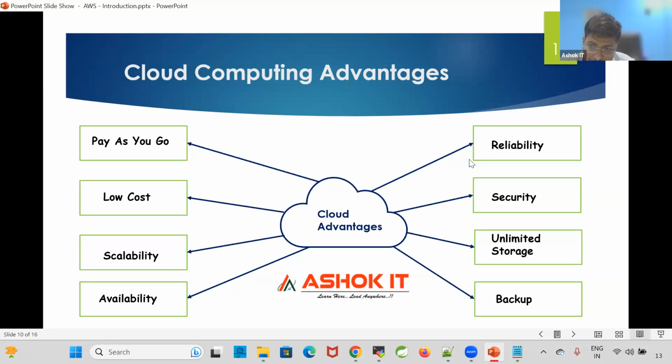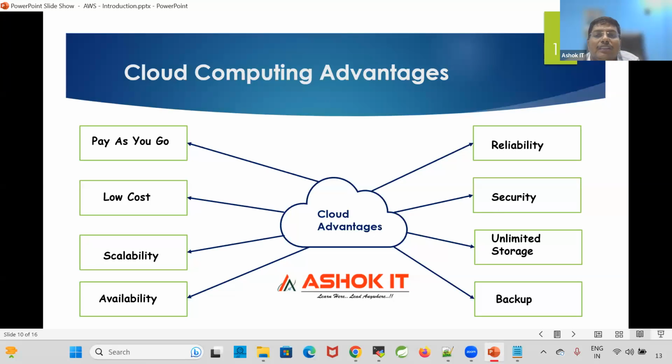And the next one, reliability. Reliability, nothing but the strong. They are not going to fail. Whatever infrastructure they are going to provide, that is not going to fail because it is already tested. It is running in the market for several years. So whatever infrastructure we are going to get from the cloud, that is robust, strong infrastructure we are going to get.